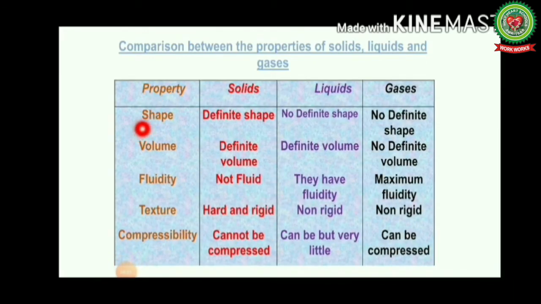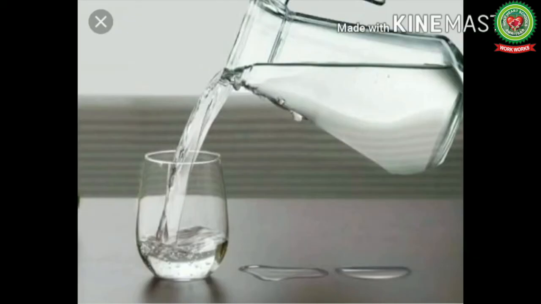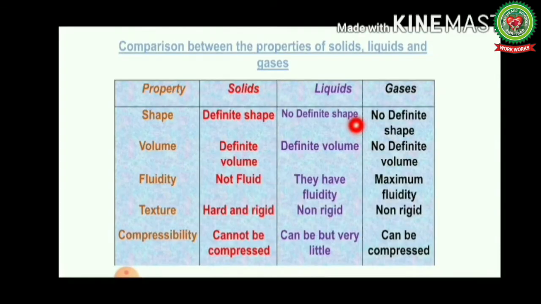First property is shape. Solids have definite shape. Liquids do not have definite shape. For example, when we pour a liquid from a jug into a glass, it will take the shape of the glass. Same in gases, they do not have definite shape.